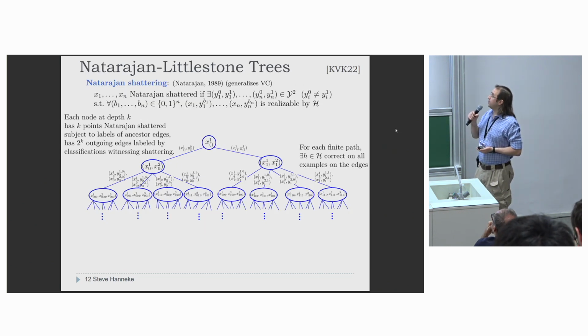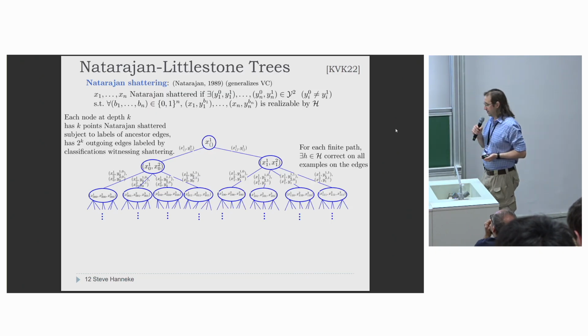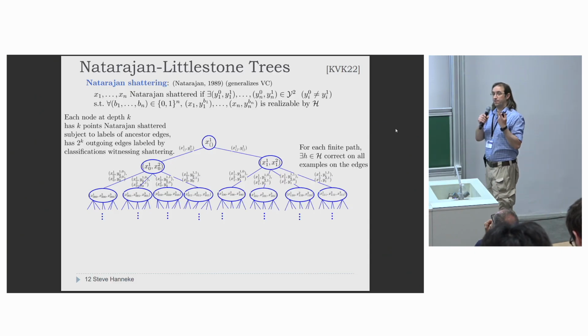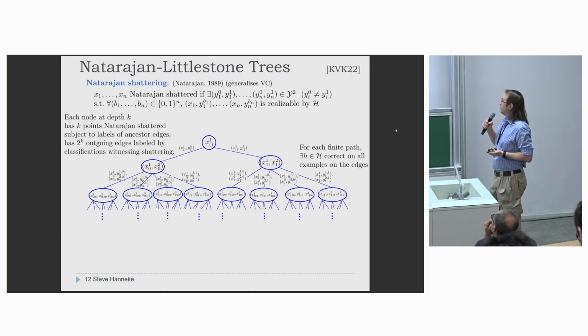The other structure is the Natarajan Littlestone tree. This is defined just like Littlestone trees, except now the nodes at depth k, instead of one example, have a k-tuple of x's, and they have 2 to the k outgoing edges labeled by the 2 to the k labelings that would witness a Natarajan shattering of that k-tuple.